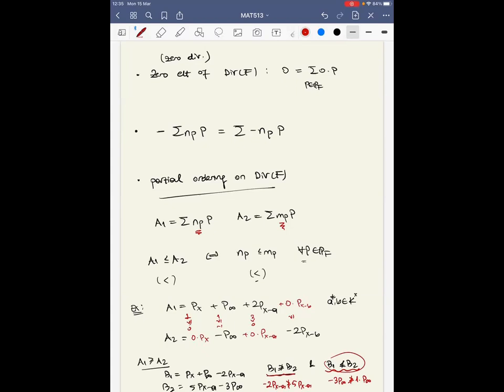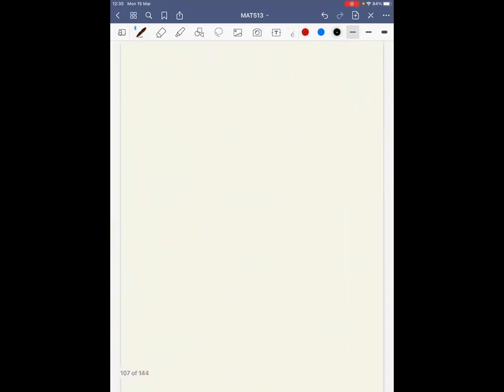And with respect to this partial order, if a divisor has only non-negative coefficients, we call it a positive divisor. Or in the literature, you can also see the keyword effective. We will explain later why it's called effective, when we see the Riemann-Roch spaces.